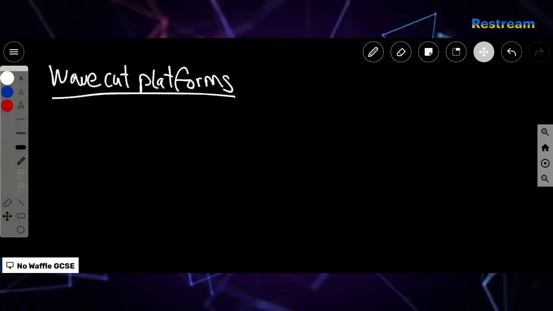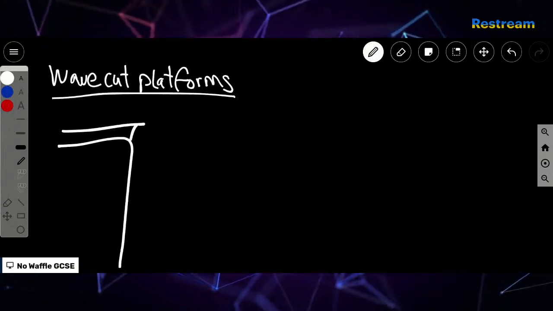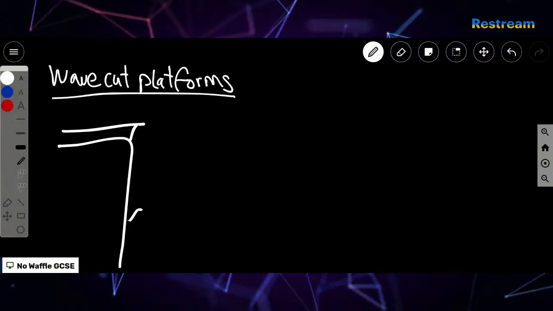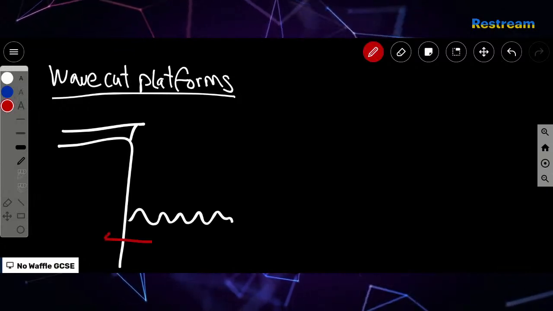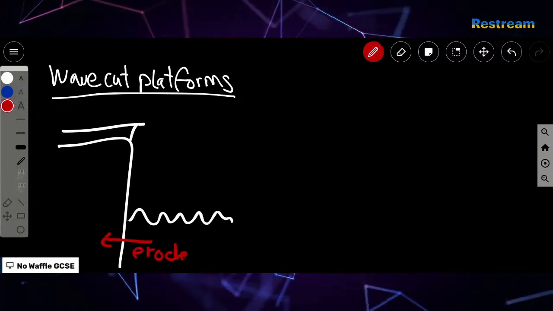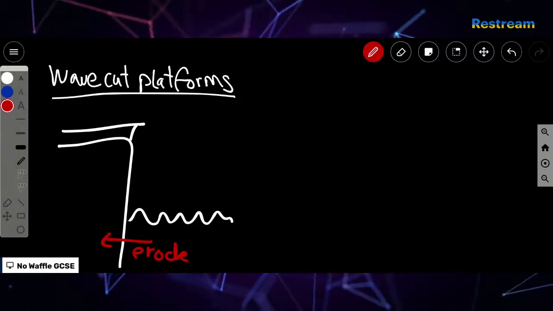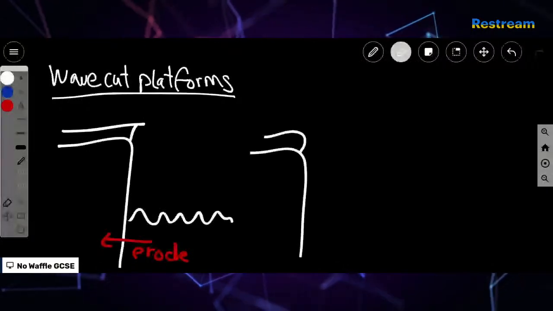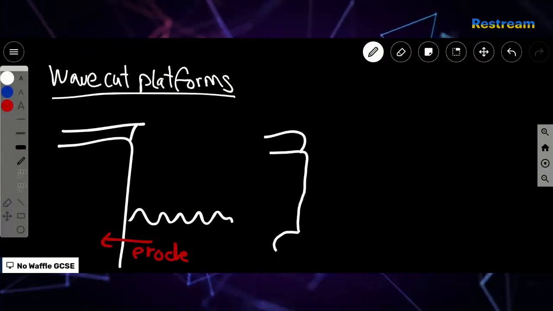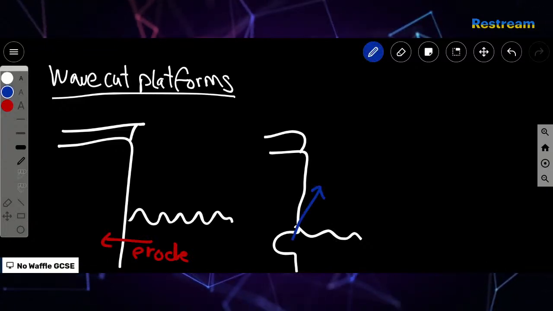Now, wave cut platforms form when we see that, imagine this is the headland, and this is a cliff face, and then we have the water here. What we see here is that the water is going to erode the cliff face. It's inevitable. And then it creates what we call a wave cut notch. Looks like this, like a little dig in it. So this gap here is called the wave cut notch.